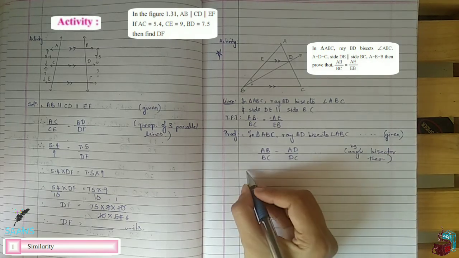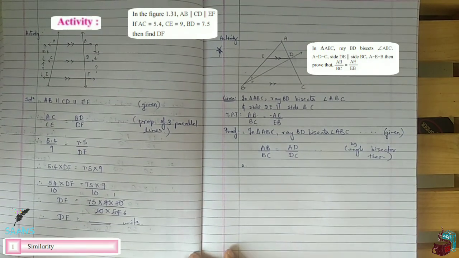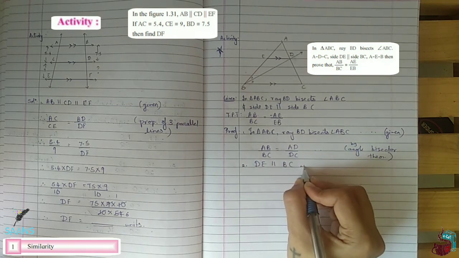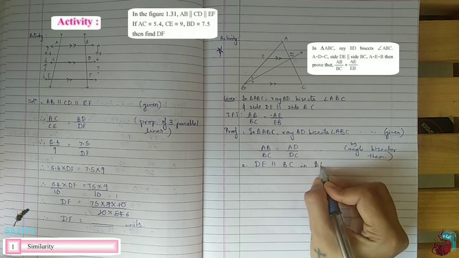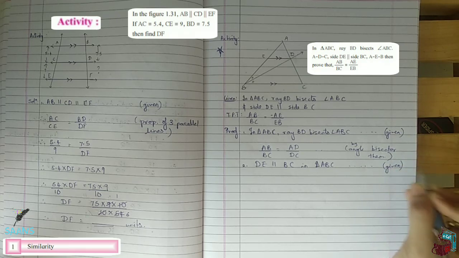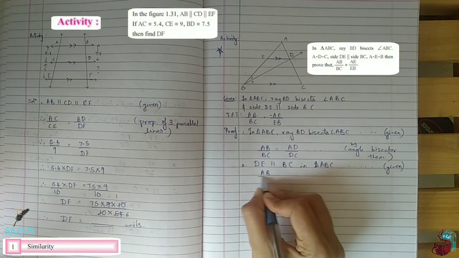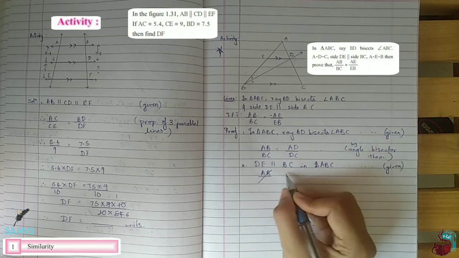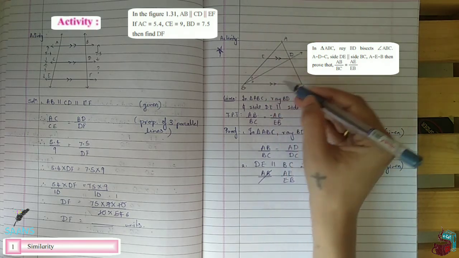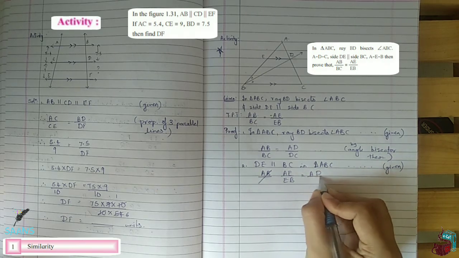Okay, then second step is now DE is parallel to BC in triangle ABC. This is again given. Direct application. This is parallel to this. Therefore, it's a very easy and nice sum. AE upon EB, okay, this is parallel. So AE upon EB is equal to AD upon DC.